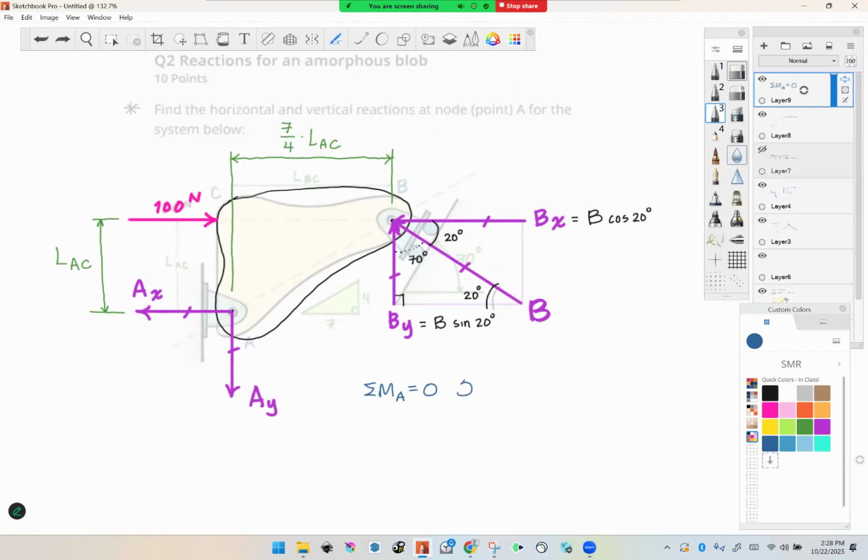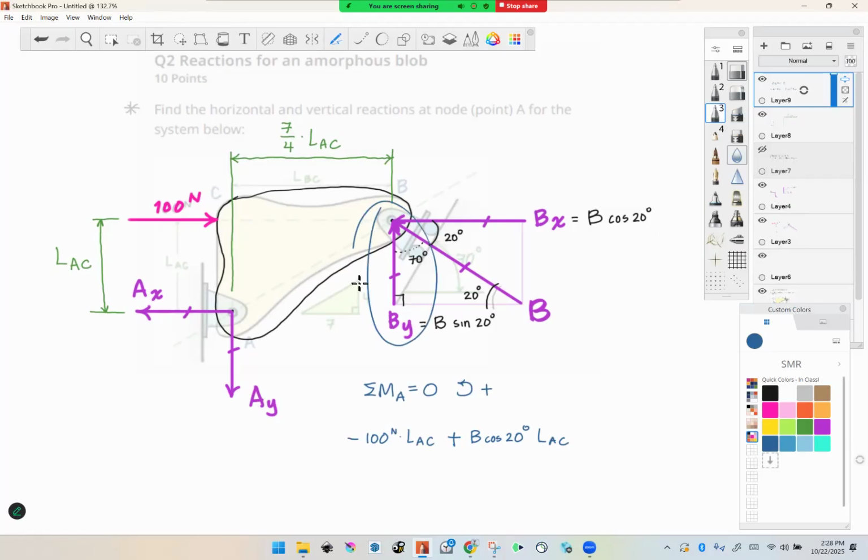Okay, let's go ahead and do it. I'm going to do counterclockwise positive. So my first term, I have 100 newtons, moment arm LAC, and that sign is negative, clockwise. Next term, B cosine 20 degrees. I'm dealing with this force here. Its moment arm is LAC with respect to rotation about A, and its sign is positive, counterclockwise.